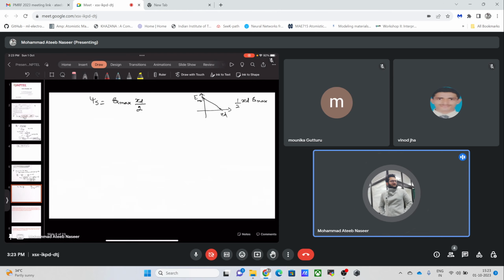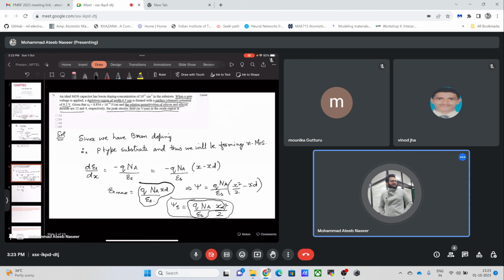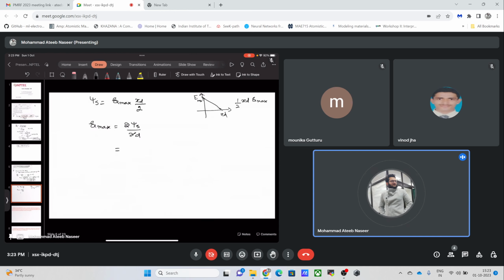From this we can get the value of E max, which is simply 2 times psi s by xd. Now psi s has the value of 0.2 volt and xd has the value of 0.5 micrometer. So it is 2 into 0.2 divided by 0.5 micrometer, or rather volt per micrometer. 2 into 0.2 is 0.4, and 0.4 by 0.5 is 4 by 5. Simply, this is the maximum electric field.